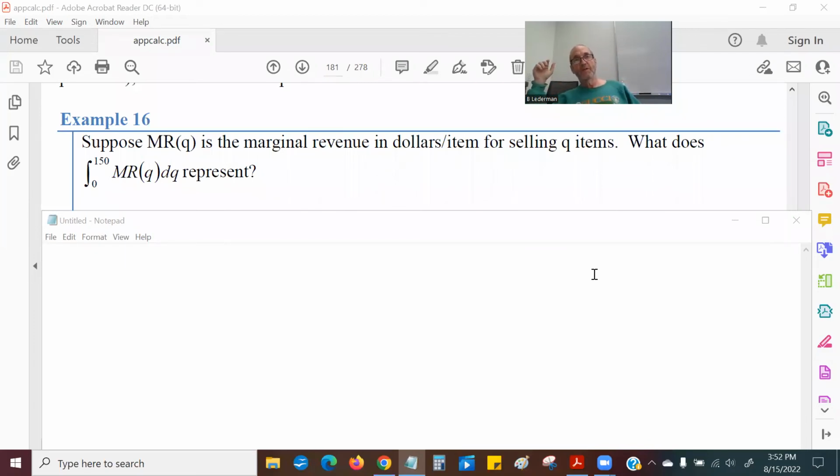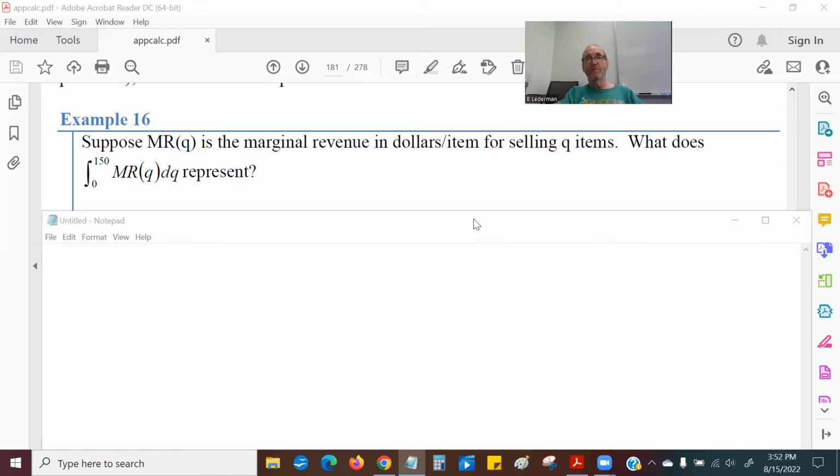Suppose that MR, that's the marginal revenue, of selling Q items. MR of Q is the marginal revenue in dollars per item for selling Q items. There you go. It's much easier to say it just the way it's written right there. What does the integral from 0 to 150 of MR(Q) dQ represent? We're not asking to calculate anything. We're just asking what does it represent?